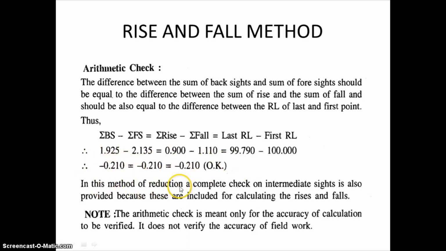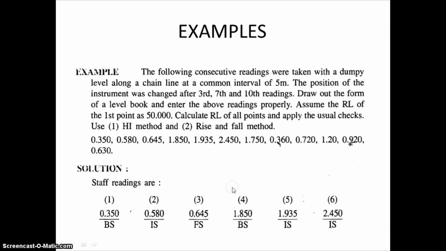So in this method of reduction, a complete check on the inverse side is also provided, because rise and falls are included for calculation. Once you get all the readings equal, then your arithmetic check is okay, and your example is also okay. The arithmetic check is meant only for verifying the accuracy of calculation. It does not verify the accuracy of the fieldwork. So you have to always keep that point in mind.